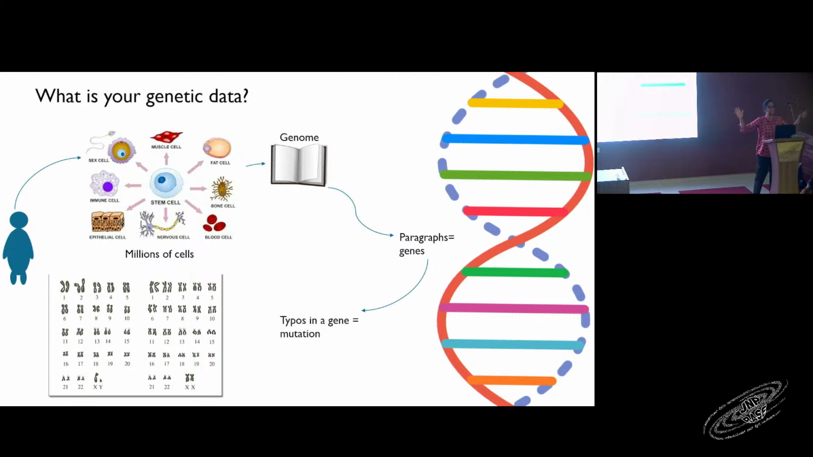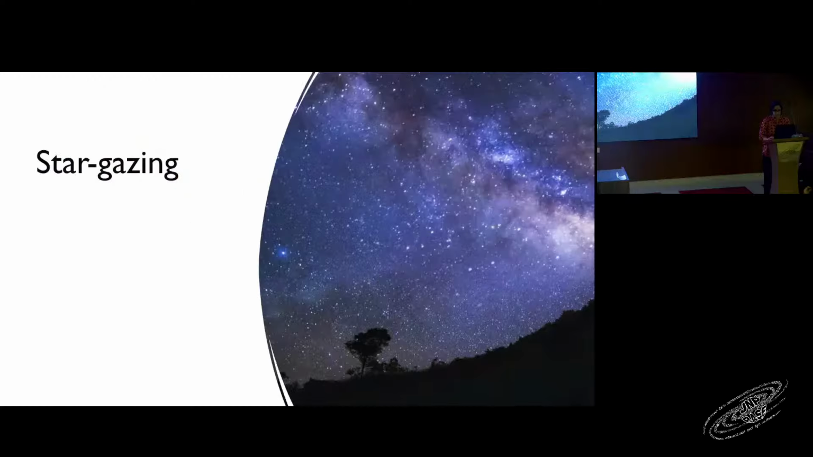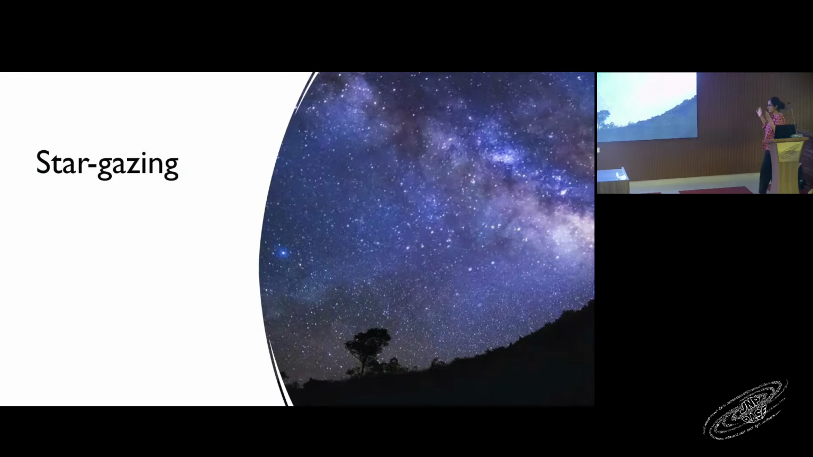And all of this is being carried out in the language of DNA, which has 4 letters, A, C, T, and G, instead of the 26 that we think about for English. So that's sort of what your genetic data is.